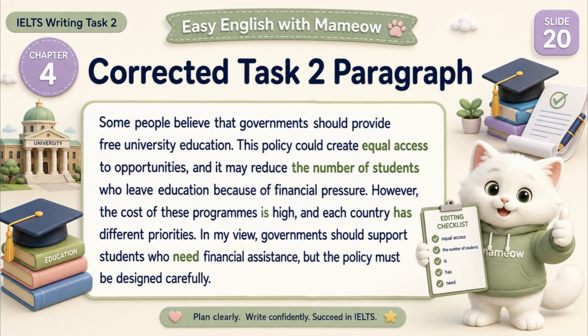Now let's have a look. Access is uncountable here, so we say equal access, not an equal access. Students are countable, so we use the number of students. The subject of is the cost, not programs. Each country is singular, so we use has. Finally, who refers to the plural noun students, so we use need.